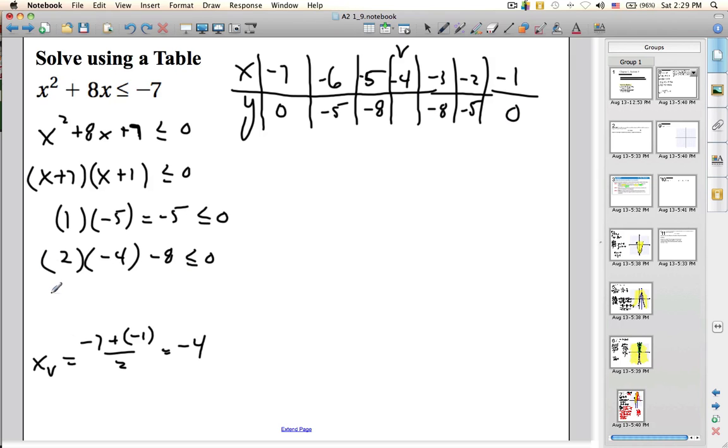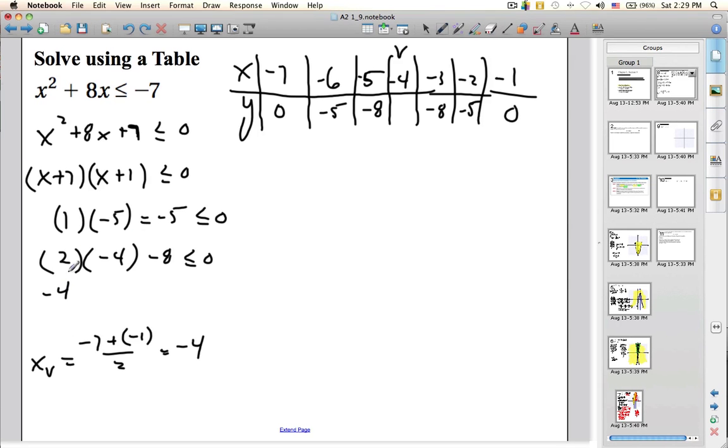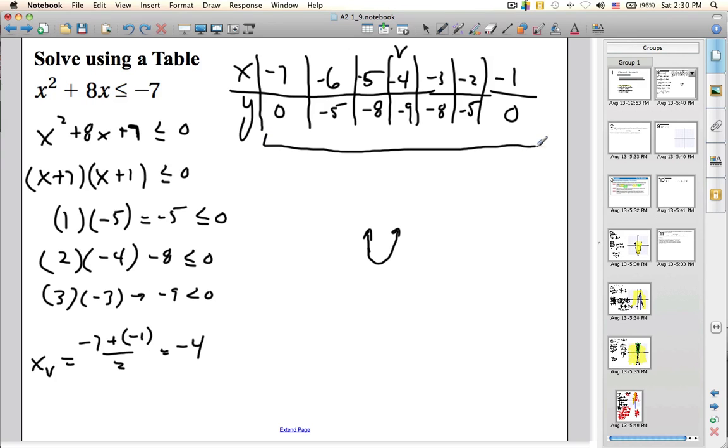Right? When I plug in -4, -4 plus 7 is 3, and -4 plus 1 is -3. That's -9, which is less than 0. And that goes in here. So remembering that my parabola opens up, I know the leading coefficient is positive. These are the values that will result in y's that are less than or equal to 0.